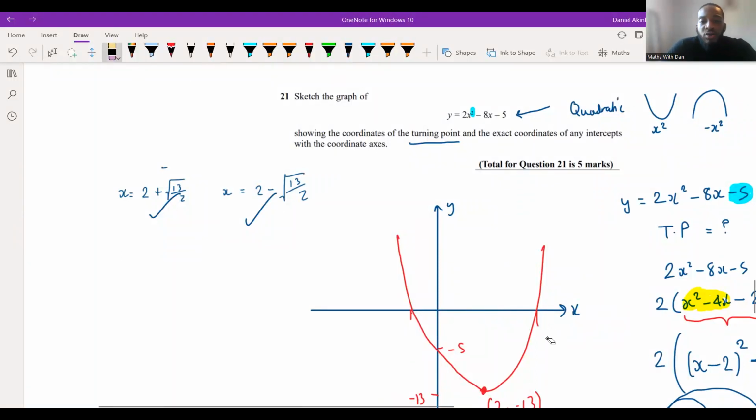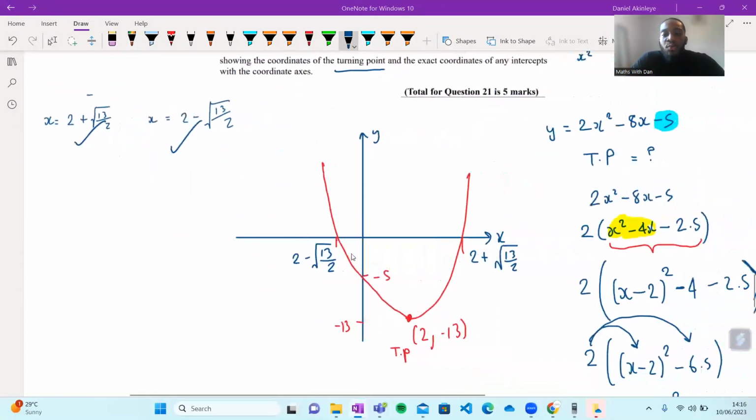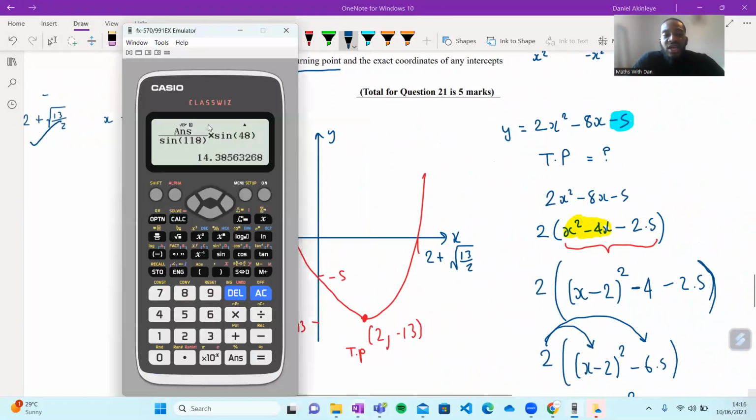And what you can do just to be on the safe side, you could always just double check with your calculator for sure, right? Because this is the bigger one. And then this is the smaller one. So it has to be like this. Yeah. So it's definitely like this. But what you can do just to be on the safe side, this is our final answer, but just be on the safe side. Is 2 minus the square root of 13 over 2, is that actually a negative number?